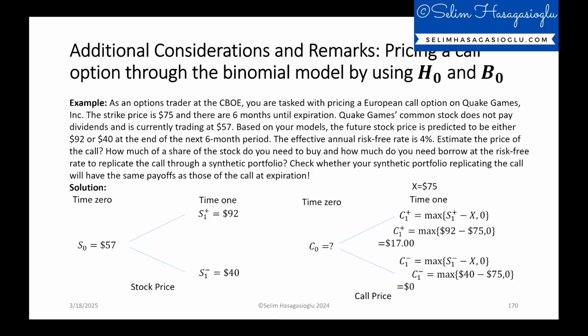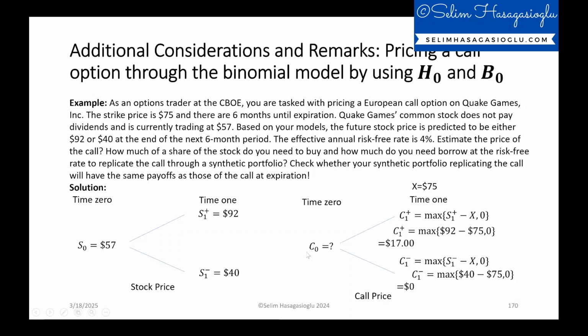Based on your models, the future stock price is predicted to be either $92 or $40 at the end of the next 6-month period. The effective annual risk-free rate is 4%. Estimate the price of the call. How much of a share of the stock do you need to buy and how much do you need to borrow at the risk-free rate to replicate the call through a synthetic portfolio? Check whether your synthetic portfolio replicating the call will have the same payoffs as those of the call at expiration.